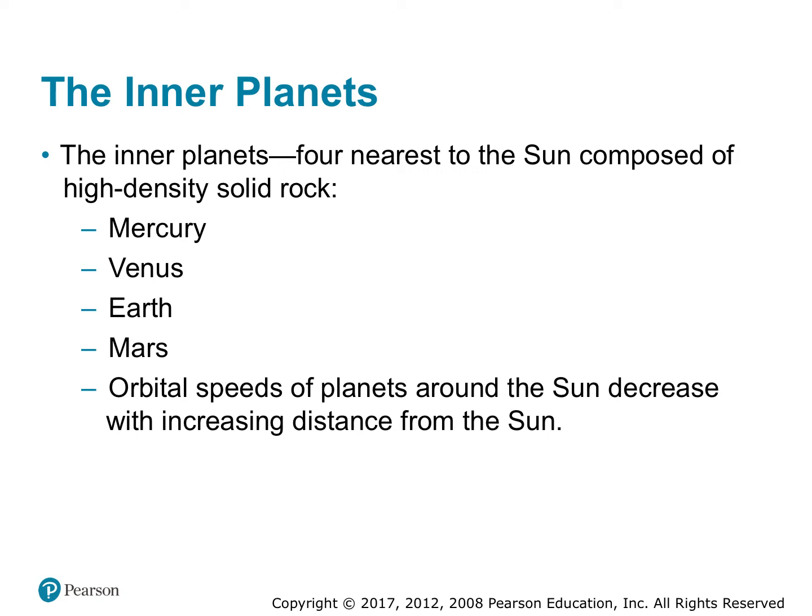Now let's talk about the inner planets, which I also mentioned previously are sometimes called the rocky planets. They're the 4 planets nearest to the sun, and are composed of high-density solid rock. And of course, they are Mercury, Venus, the Earth, and Mars. Now, one of the things that's interesting: the orbital speeds of the planets around the sun decrease with increasing distance from the sun. That means the planets that are going around the sun closer in are going faster.